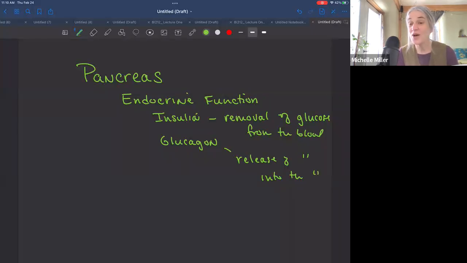And we'll talk about how glucose can be stored as glycogen in the liver and also in your muscles. So these are important because these regulate blood glucose levels. This is a homeostatic mechanism, a negative feedback mechanism.